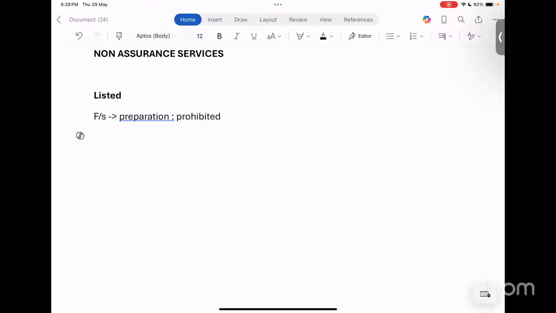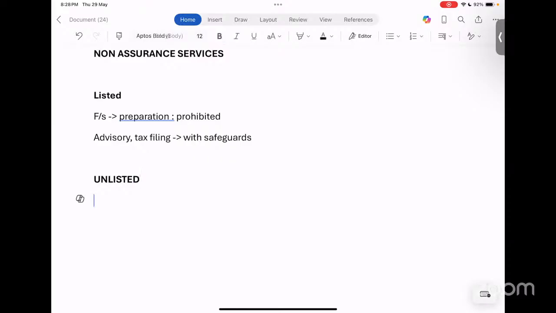But if the services are related to advisory or valuation, yes, valuation is also something which impacts financial statements. If they are like tax filing, not tax calculation, but tax filing, I can provide these services with safeguards. So anything which is related to financial statements, whether it is IT systems, internal control or bookkeeping services, I am not supposed to provide these services at all to listed clients. But to unlisted clients, I can provide these services, but this has to be done with safeguards.